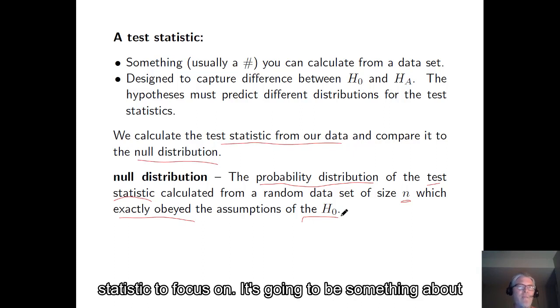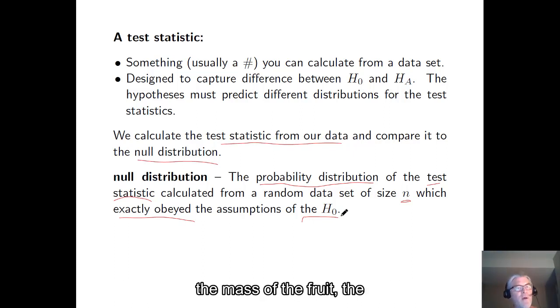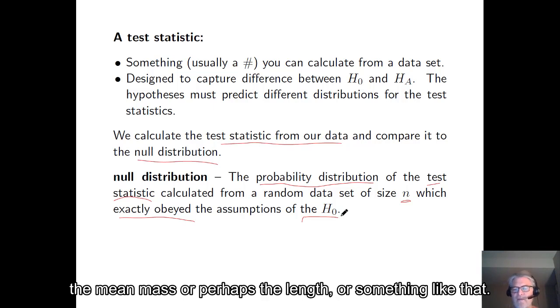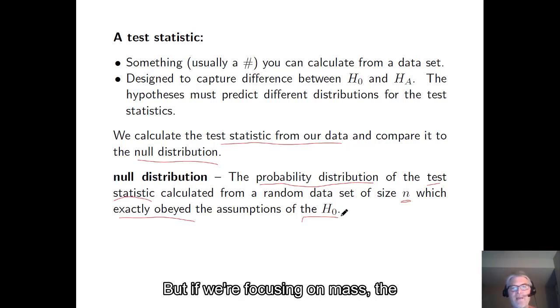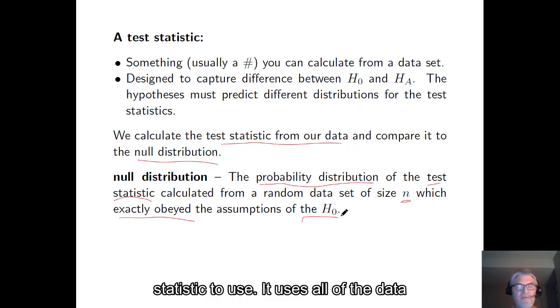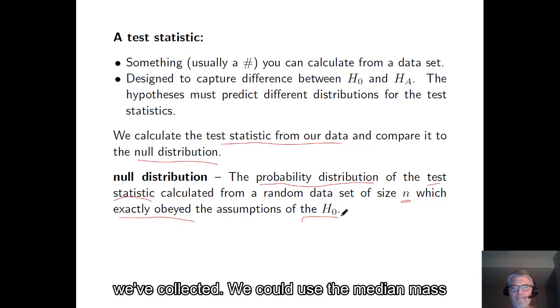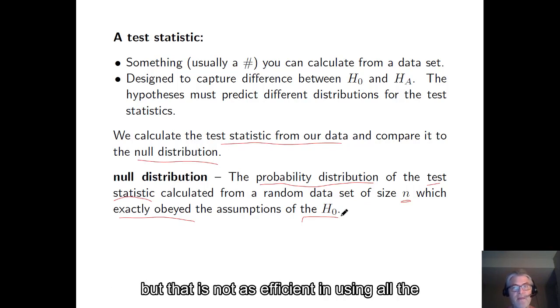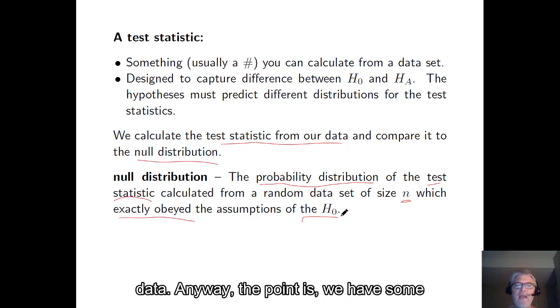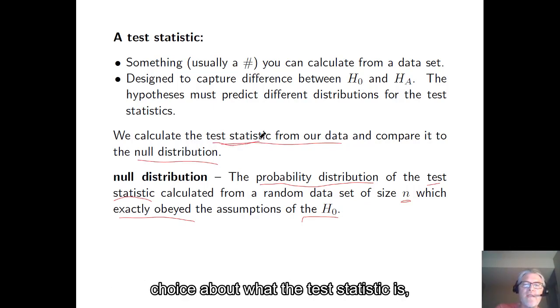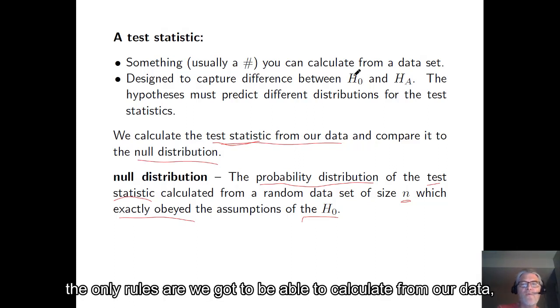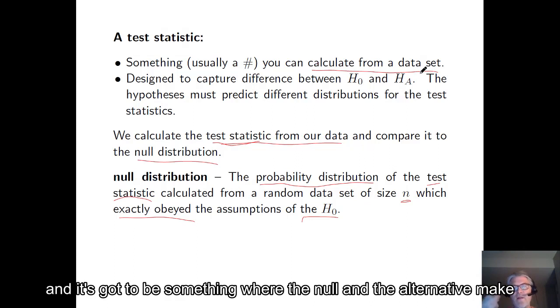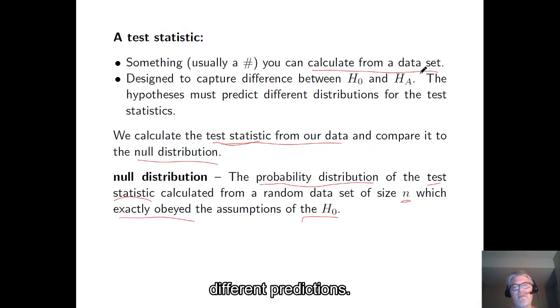It's going to be something about the mass of the fruit, the mean mass, or perhaps the length or something like that. But if we're focusing on mass, then the mean mass is a very good test statistic to use. It uses all of the data that we've collected. We could use the median mass, but that is not as efficient in using all the data. Anyway, the point is we have some choice about what the test statistic is. The only rules are we've got to be able to calculate it from our data, and it's got to be something where the null and the alternative make different predictions.